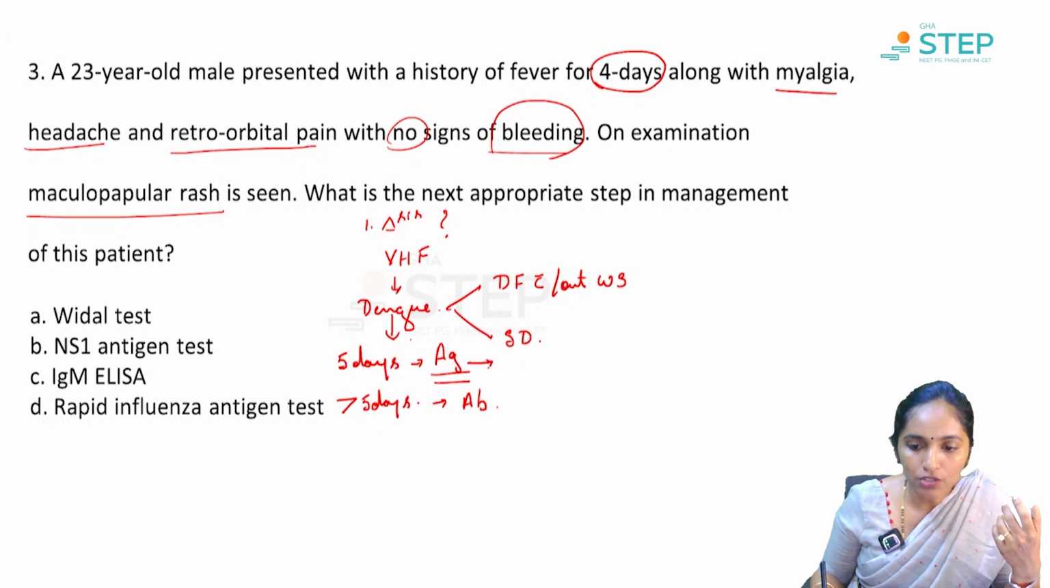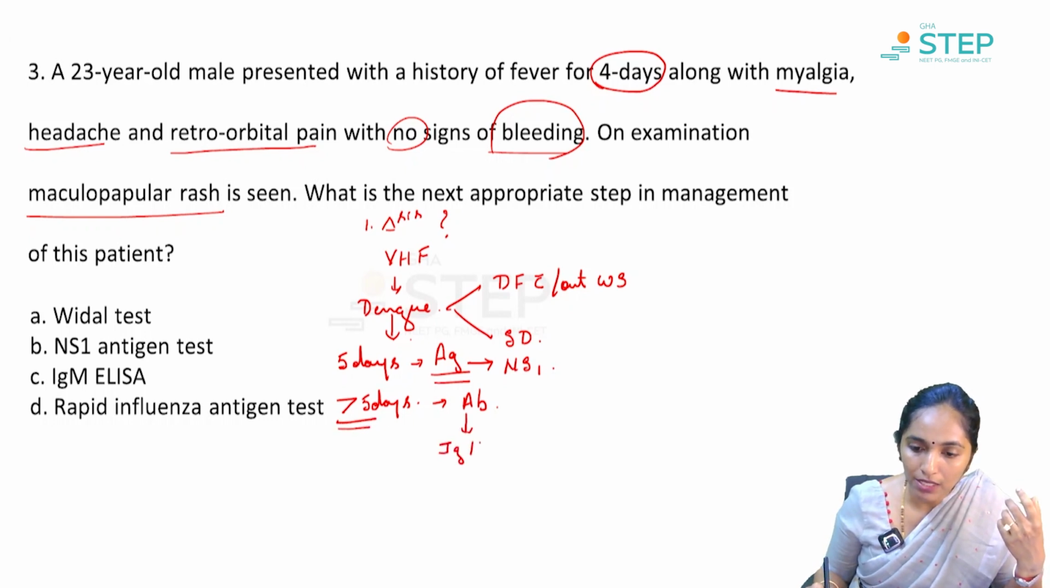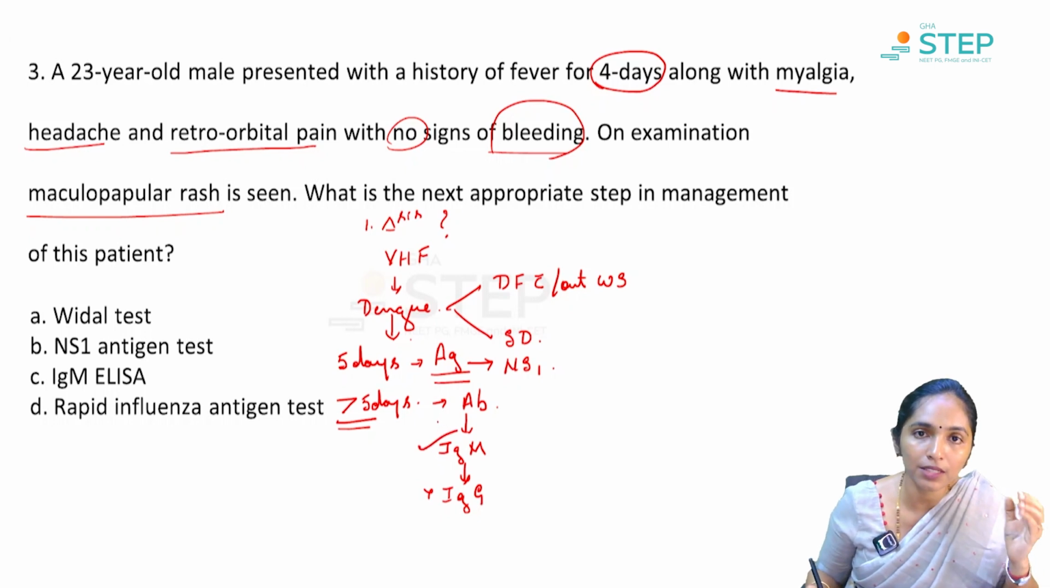Which is the antigen which is detected in dengue virus? The antigen is non-structural antigen 1, that is NS1. And the antibody after 5 days of history, the first antibody which appears is IgM. This will be followed by the appearance of IgG. IgG will not appear first. The first one is always IgM. Mother is the first guru.